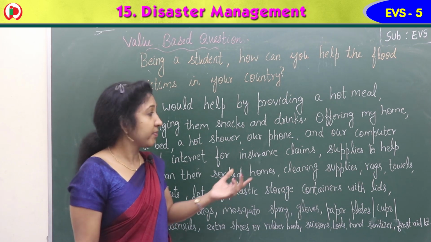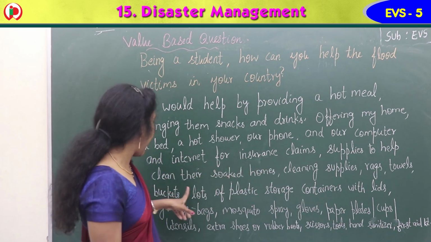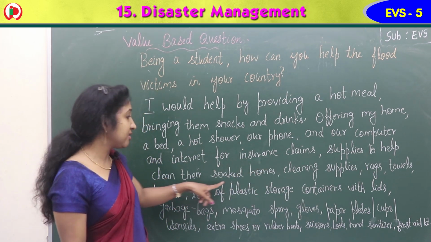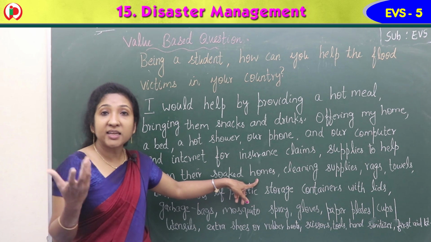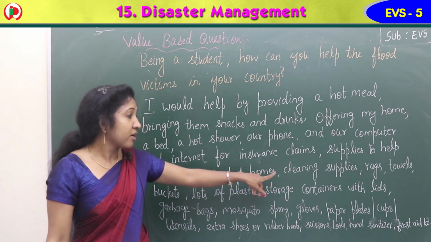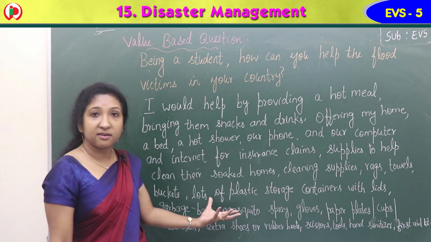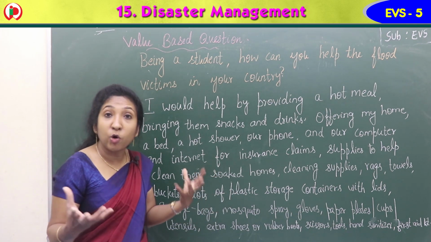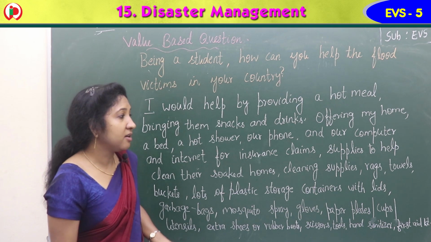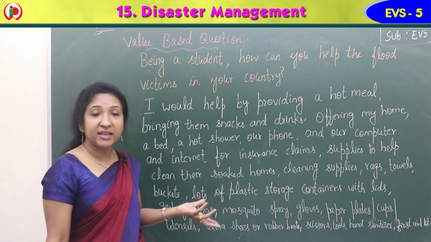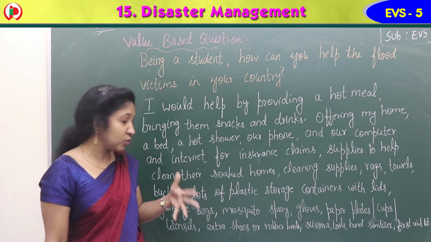in the house. Okay. Then supplies to help clean the soaked homes. The homes are full of flood, full of water. To clean that, you can give some cleaning items. Cleaning supplies, rags, R-A-G-S. Rags means some old cloth, dry cloth you can give to clean their houses. Then towels, buckets for them to use personally.